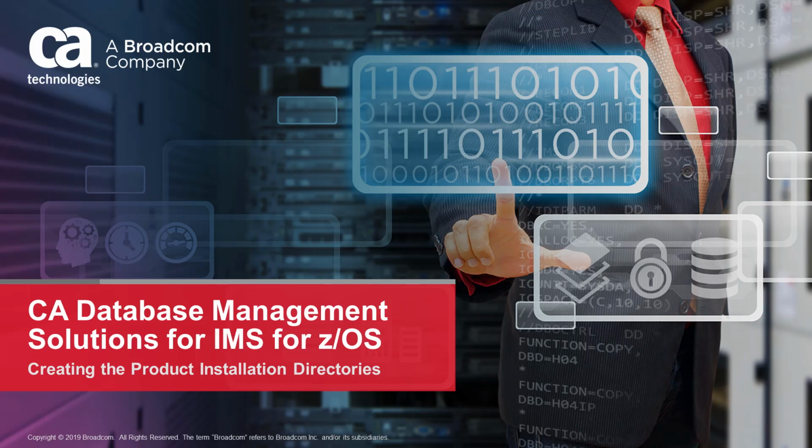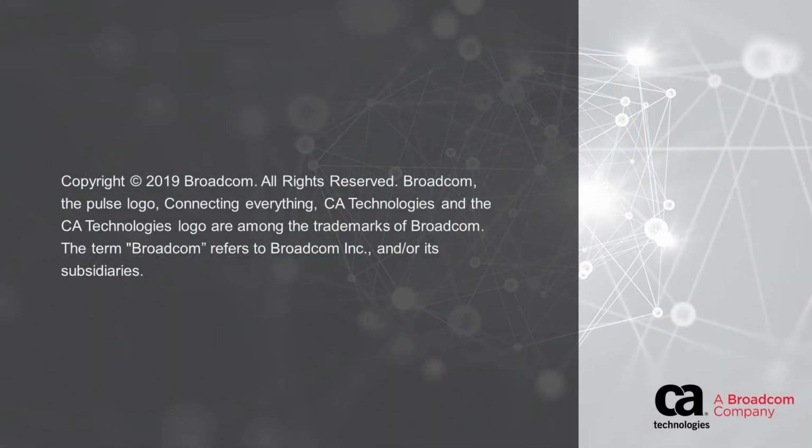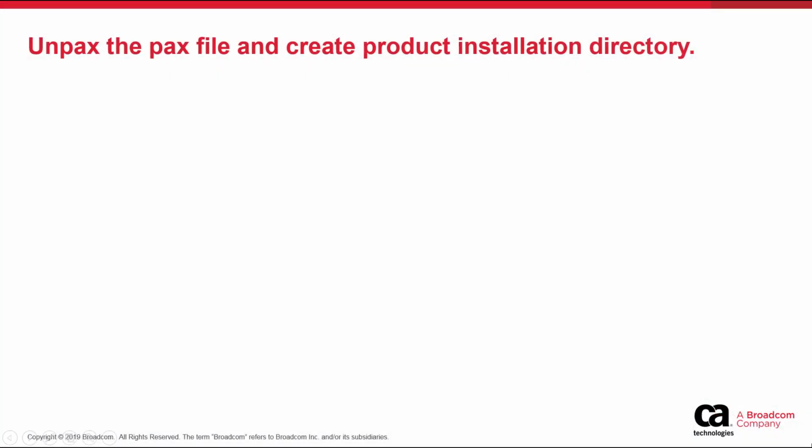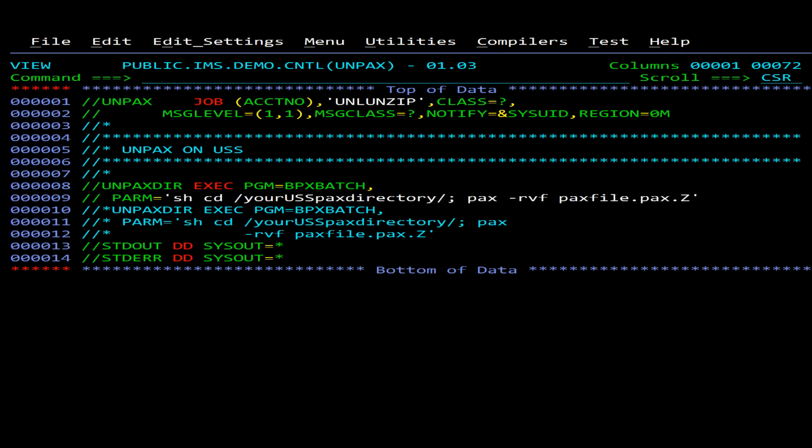In this video, we'll demonstrate how to unpack the IMS tools packs file on your USS system and create the product installation directory. Let's start with how to unpack the product packs file. You can do this by issuing the following command on USS, or you can use this sample JCL.